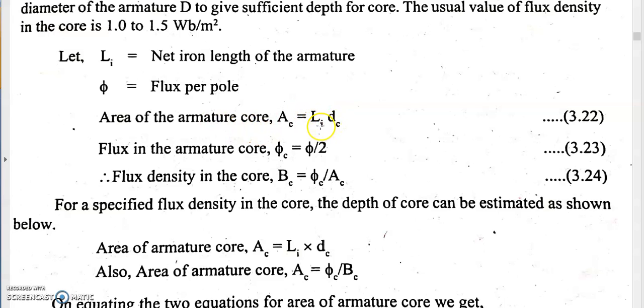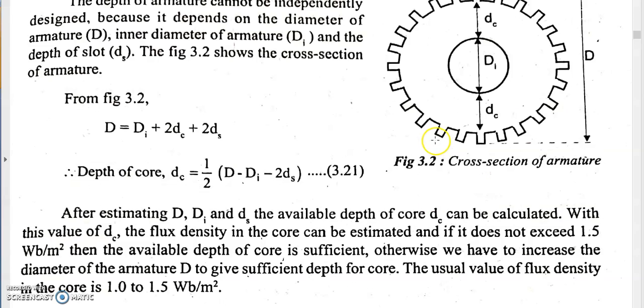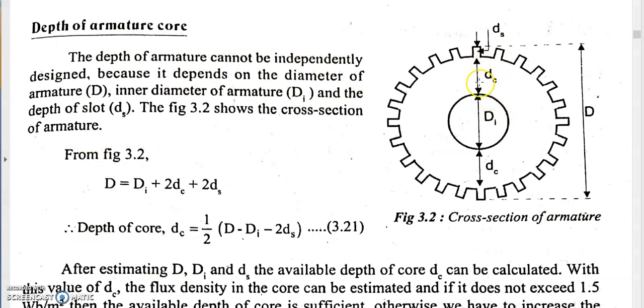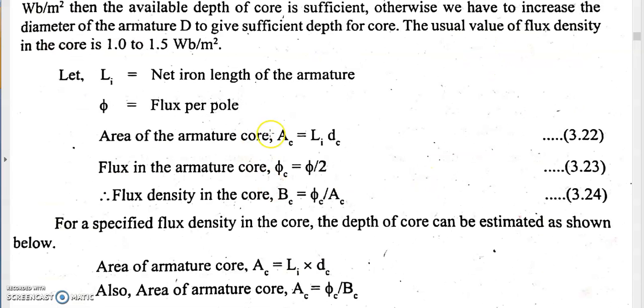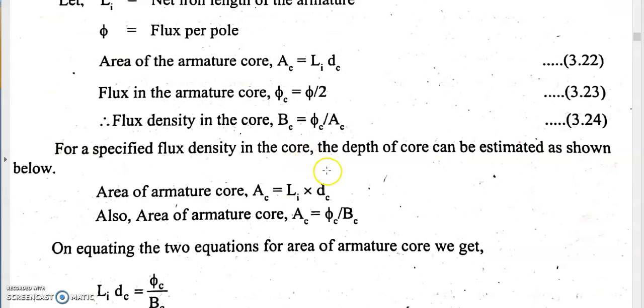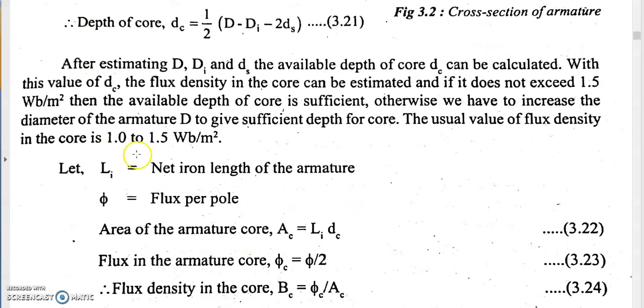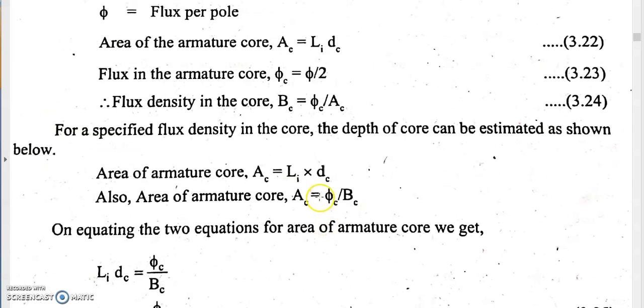So the area of the armature core, on one side is the axial length of the armature, only the net iron length is considered here, and the other dimension is the depth of the armature core. This radial distance is Dc, and the axial distance is the length of the armature core. So this is the area of the armature core that we are calculating. Depth we have not yet calculated, so the area of cross section we are calculating by knowing this flux and flux density. And the flux density value we are selecting from this range.